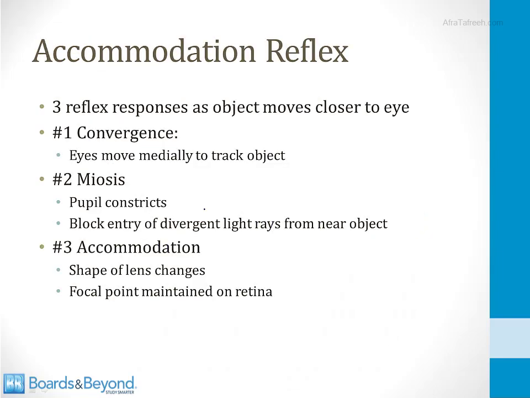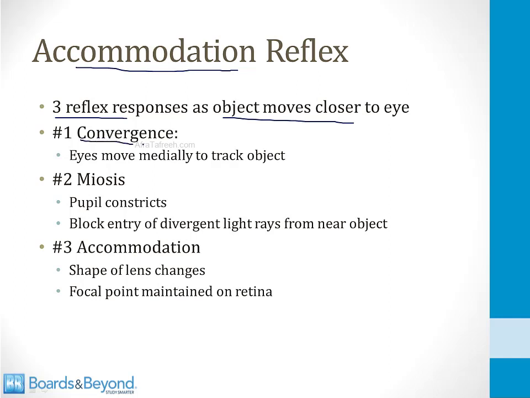Part of the physical exam for the eyes is to test what is known as the accommodation reflex. These are 3 reflex responses that occur as an object is moved closer to the eye of a patient. So in order to test the accommodation reflex, you ask a patient to focus on your fingers, and then you move your fingers closer to their face. 3 things will happen as a reflex response to the fingers moving closer to the face.